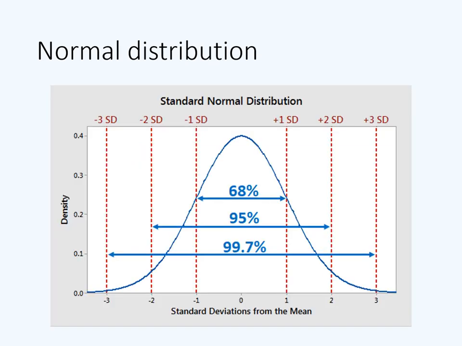There's an empirical rule in statistics, which is that in a normal distribution, 68% of your observations lie within one standard deviation from the mean. 95% of your observations lie within two standard deviations from the mean, and 99.7% of your observations lie within three standard deviations from the mean.